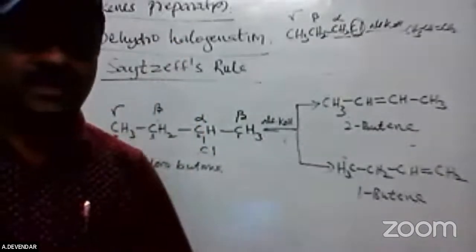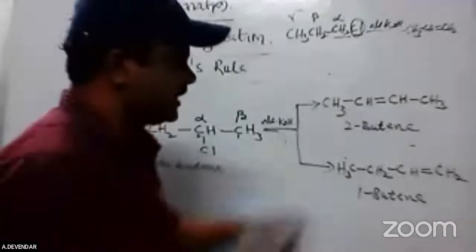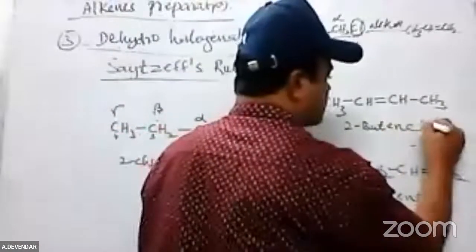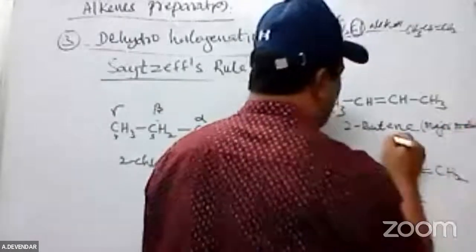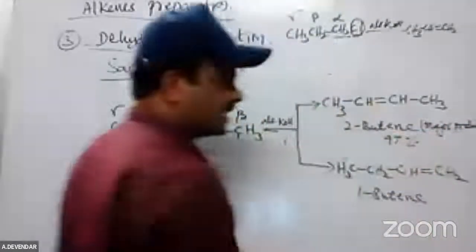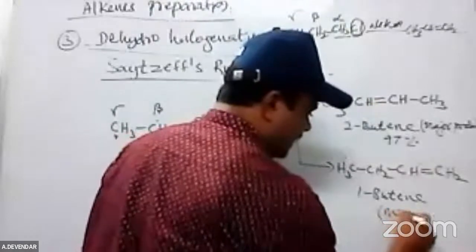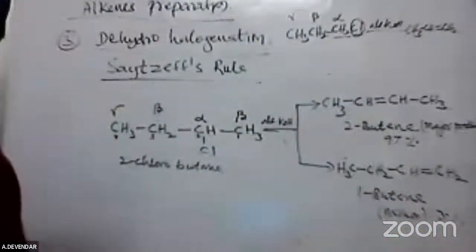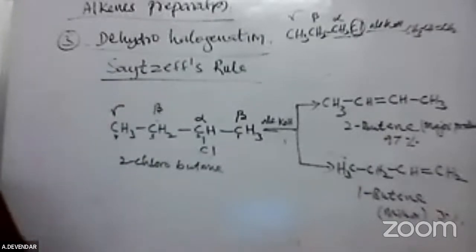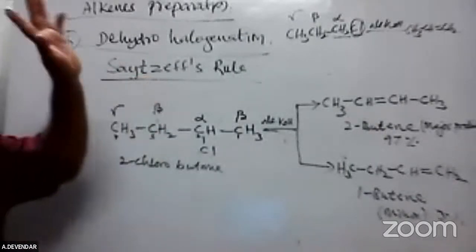Of the 2 isomers, the major is 2-butene. This is the major product, almost 97%. The other is a minor product, only 3% is present. But 2 alternative isomers are present. That is given by the Saytzeff rule.